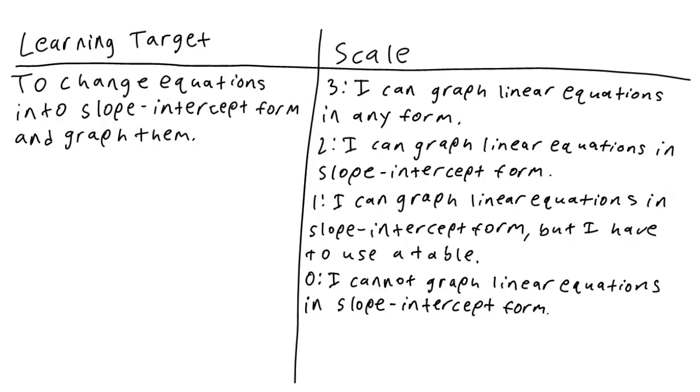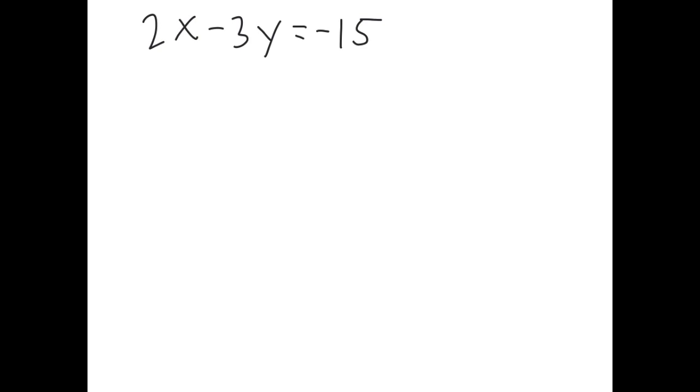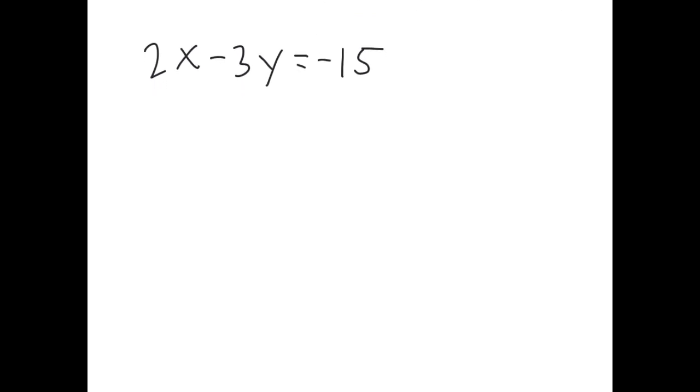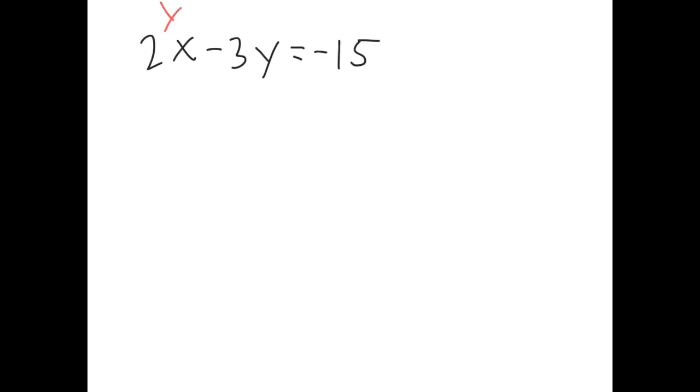Alright, let's get started. In this problem, we have 2x minus 3y equals negative 15. To put it in slope-intercept form, remember it needs to look like this: y equals mx plus b. So to get it in the form y equals mx plus b, we need to solve for y. So we need to get y by itself.